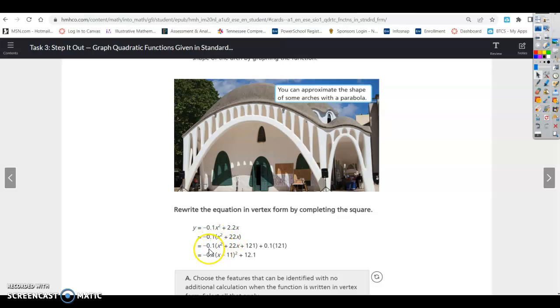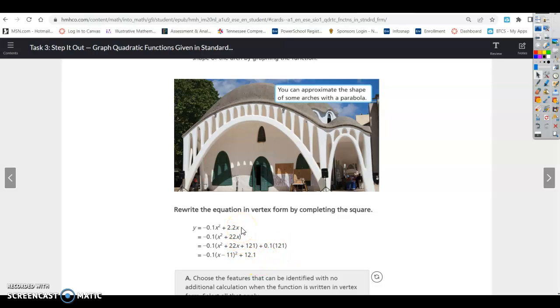All right, so negative 0.1 equals this. So where did this number come from? We completed the square. So you take 22, you half it, which is 11. 11 squared is 121. So you're also going to add that number and subtract that, but to subtract it, it's going to be the opposite of a times that number. So that's where that comes from, and 0.1 times 121 is just 12.1.